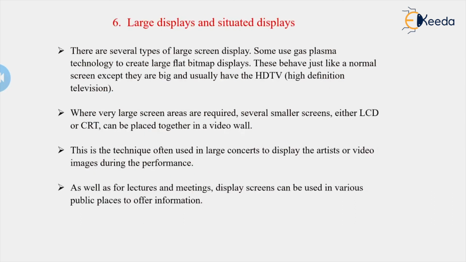Then you have large displays and situated displays. This means there are large types of screen displays, very large screens, like plasma TV. If you go to a cinema, the cinema screens are very huge. This can be termed HDTV, high definition television. When a large screen is required, either they are small screen LCD or CRT, but when we talk about large, they have HDTV.